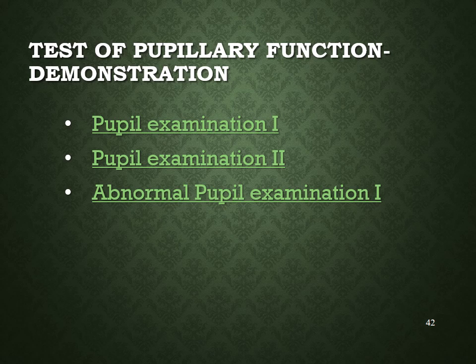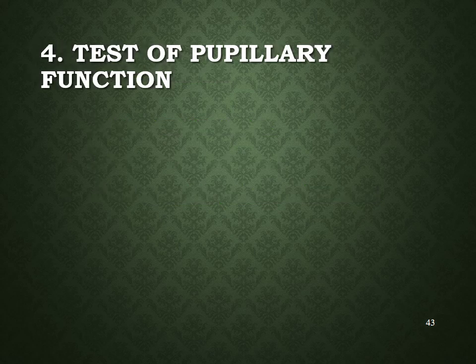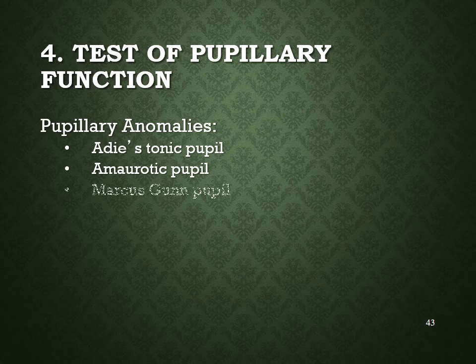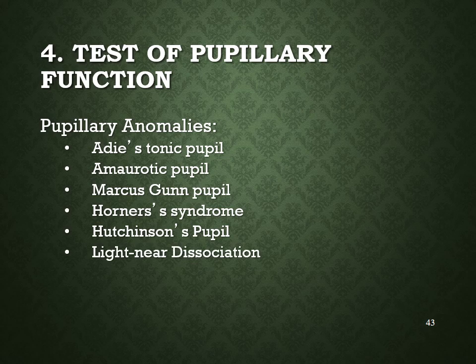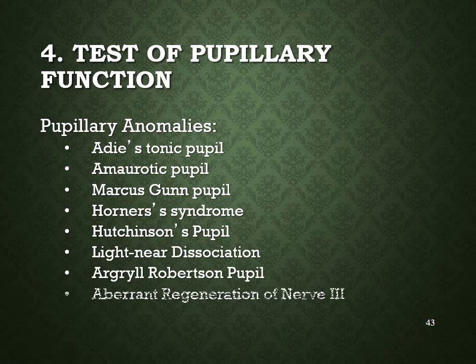For the demonstration of the pupil function test, please refer to the iFolio. I have uploaded the video on how to do the test of pupillary function. This is an example of the pupillary anomalies, which are Adie's tonic pupil, amaurotic pupil, Marcus Gunn pupil, Horner syndrome, Hutchinson pupil, light-near dissociation, Argyll Robertson pupil, and also aberrant regeneration of nerve 3. Please go and read more details about the pupillary anomalies from the textbook.